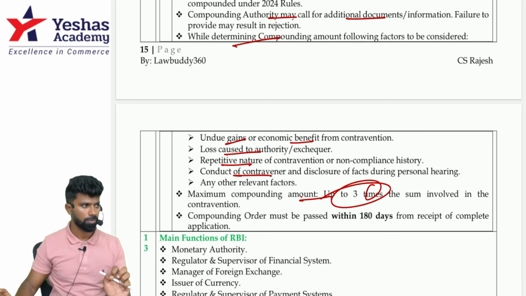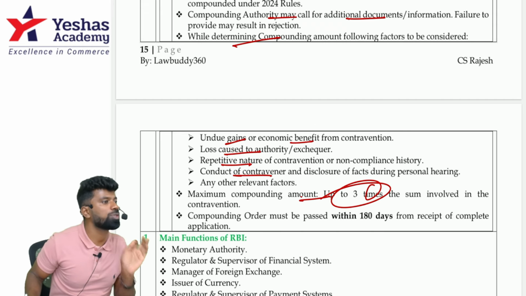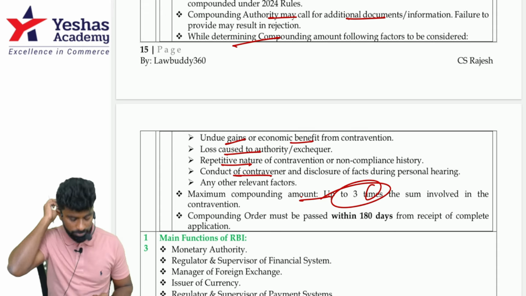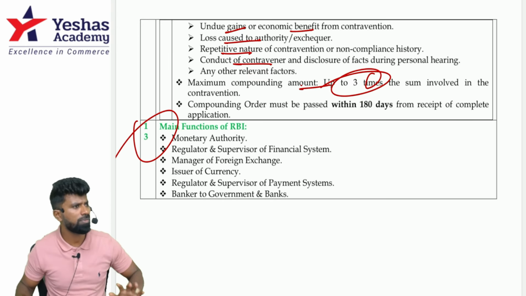3 crores. Clear? And this compounding application must be disposed within how many days? 182 days. 180 or 182 days. Last one, we have the functions of RBI. Do you want me to explain functions of RBI?